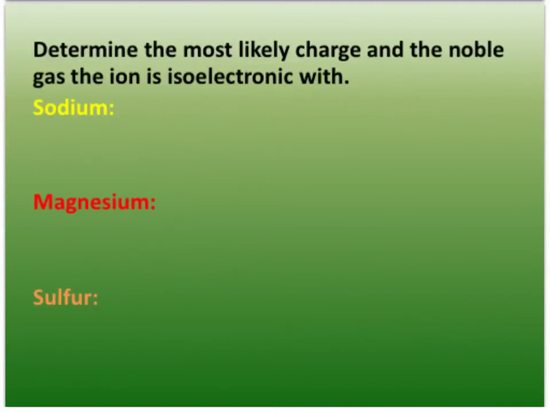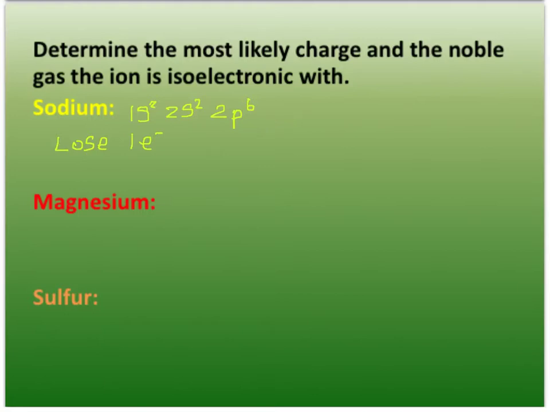All right, so let's look at some examples. We're going to start with sodium. Sodium has an electron configuration of 1s2, 2s2, 2p6, 3s1. So in order to form its ion, it's going to lose one electron. Where does that one electron come from? It comes from our s. So we lose that one electron here.